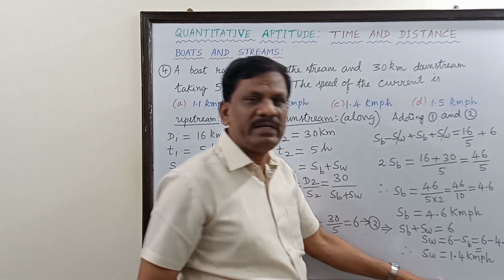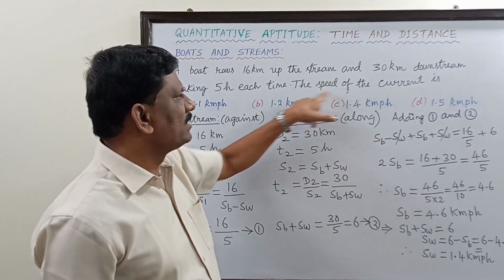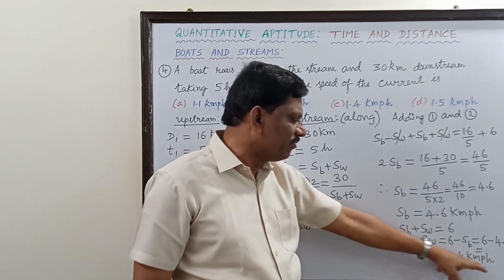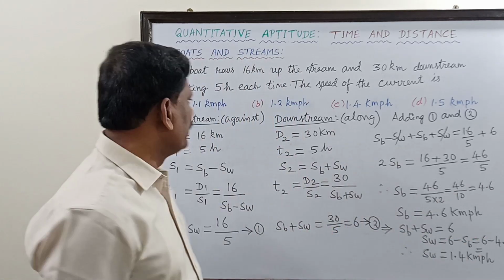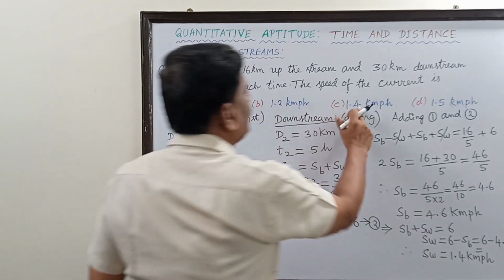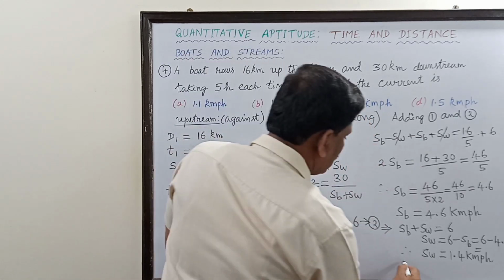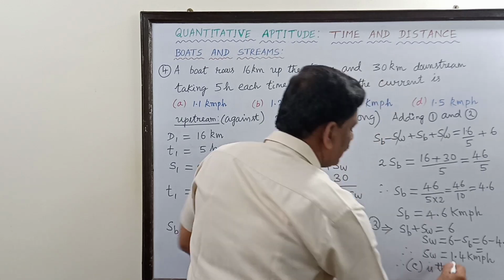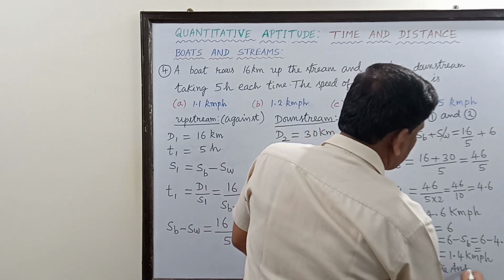So this only is asked in the question. The speed of the water current, the speed of water, is equal to 1.4 kilometers per hour. Okay. So which is the right answer? It is option C. Therefore, option C is the correct answer.